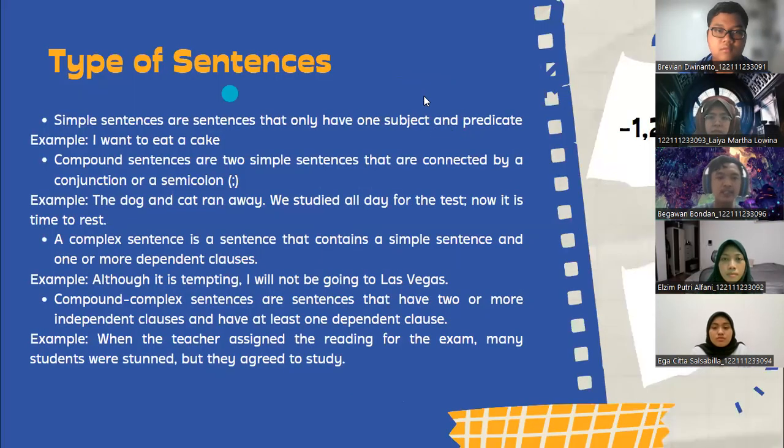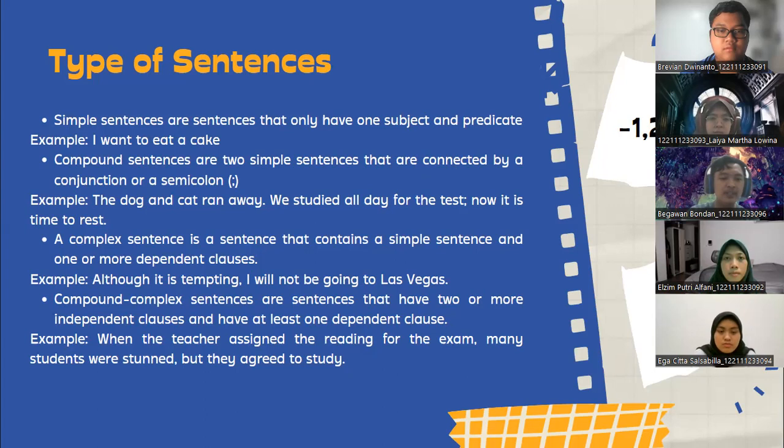Types of sentences. Simple sentences are sentences that only have one subject and predicate. Example, I want to eat a cake. Next, compound sentences are two simple sentences that are connected by a conjunction or a semicolon. Example, the dog and cat ran away. And we studied all day for the test. Now it is time to rest.